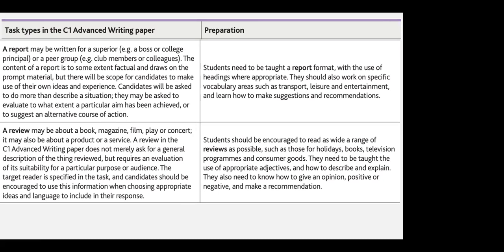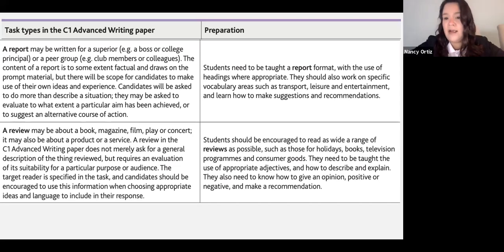Preparation of a report. Students need to be taught a report format with the use of headings where appropriate. They should also work on specific vocabulary areas such as transport, leisure, and entertainment, and learn how to make suggestions and recommendations. Very good. Okay, here again, suggestions, recommendations.